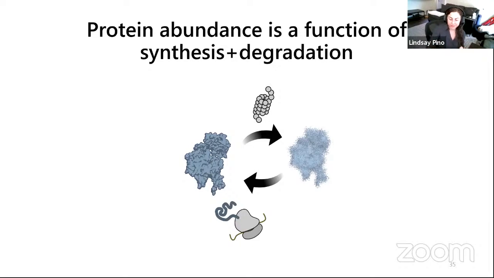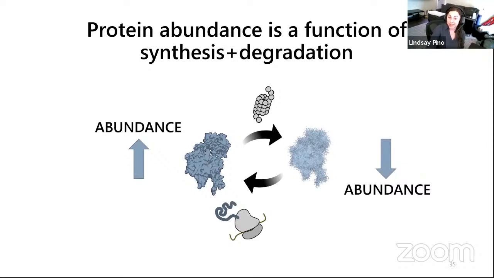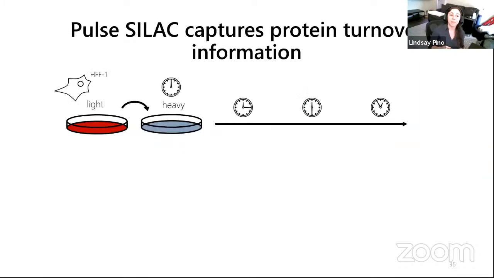So the protein abundance will increase if you're synthesizing more protein or if you're degrading it less. And the abundance will decrease if you're degrading it more or synthesizing it less. What we see when we're measuring a protein abundance is just, at that moment in time, the snapshot of these two molecular processes. So using mass spectrometry, this technique, pulse SILAC, can capture both of these pieces of information. In a pulse SILAC experiment, you would take your cell culture.